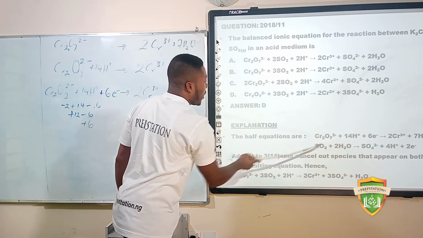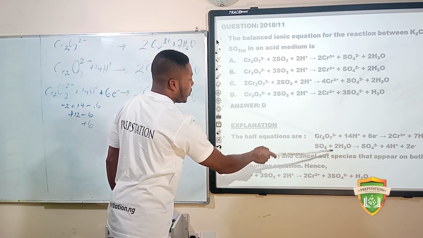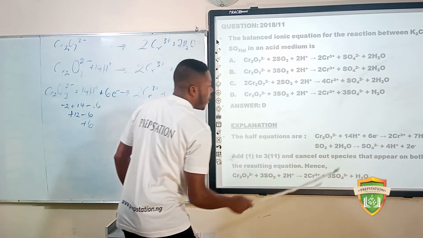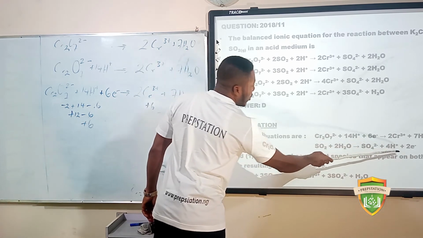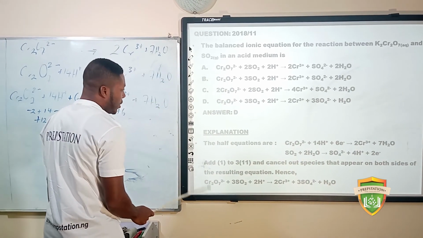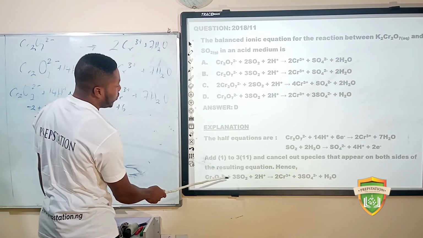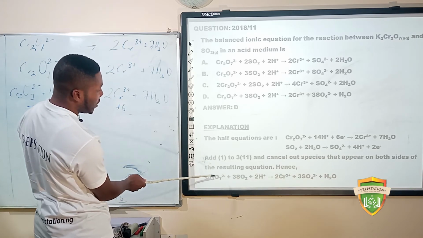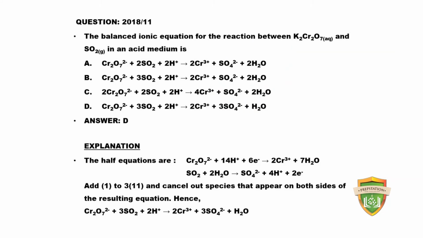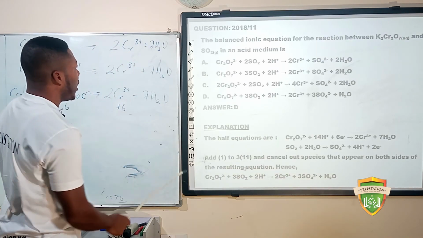When you have it, you now do what? Balance everything together. This is equation 1, equation 2. Everything to one side, reactant to reactant, then product to product. Equate the electrons to 6. So you multiply equation 2 by 3 to have 6, so you can cancel out both. When you are finished doing that, you want to have Cr2O7 2-, which is option D: Cr2O7 2- plus 3SO2 plus 2H+ gives 2Cr3+ plus 3SO4 2- plus H2O. Undergo all the process, passing through what I've shown you earlier on.